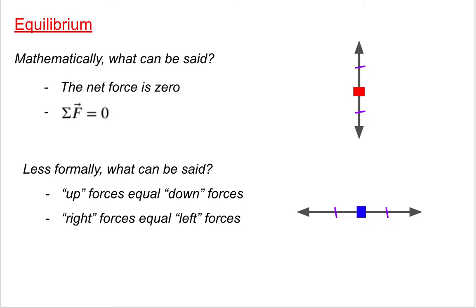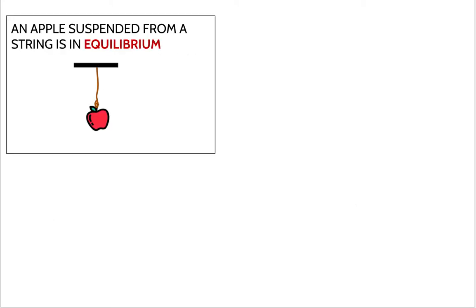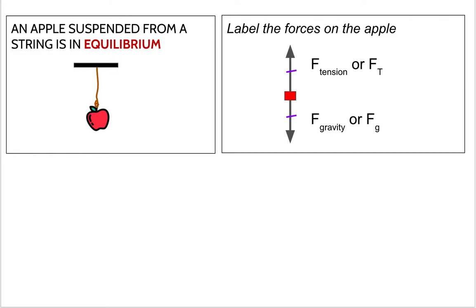Let's look more carefully at the example of an apple that's hanging from a string. So, think about what sorts of forces are actually acting on that apple. The forces that are acting are going to be tension because of the string pulling up, and then always we have gravity pulling down. And we can use some symbols to represent those, F sub t and F sub g, or if you prefer to write out the whole word, that's fine too.